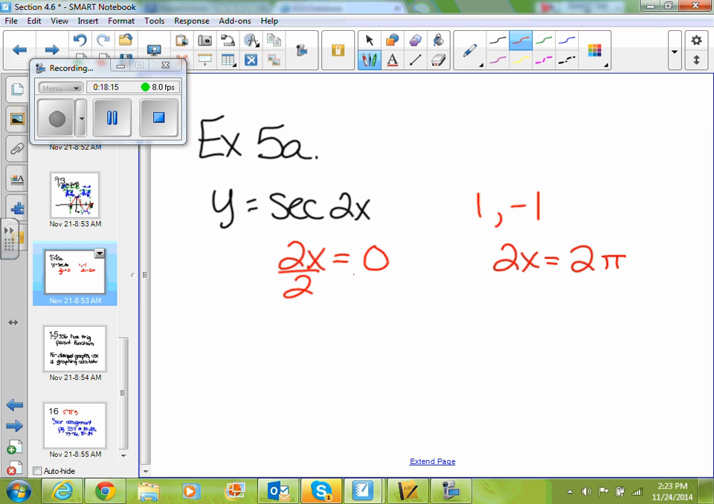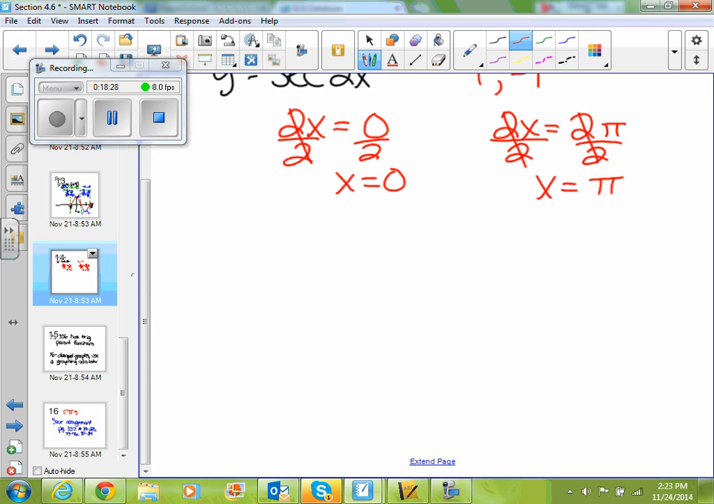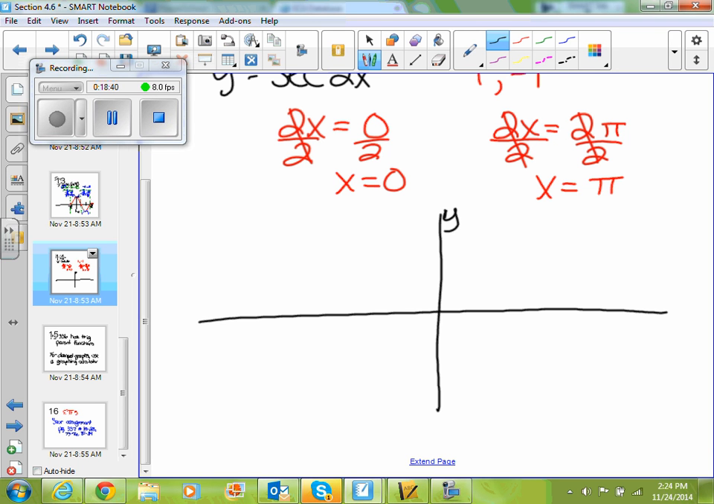So I divide by 2. x equals 0, and divide by 2, x equals pi. Okay, once I have that information, then I can graph my cosine graph. So I know my first point, my y-axis is here, x-axis is here. I'm going from 0 to pi, and I have 5 points in between.